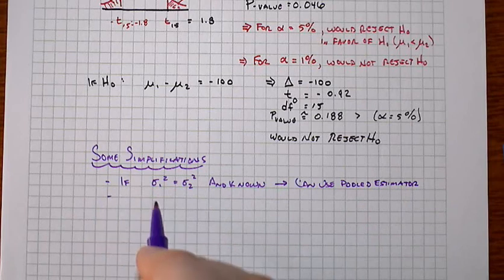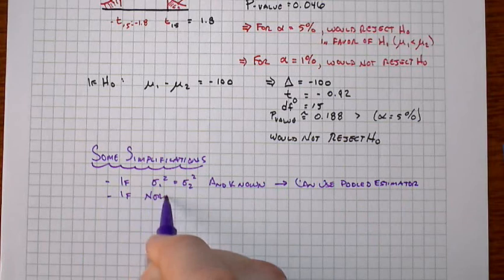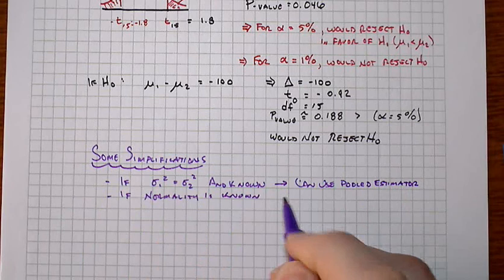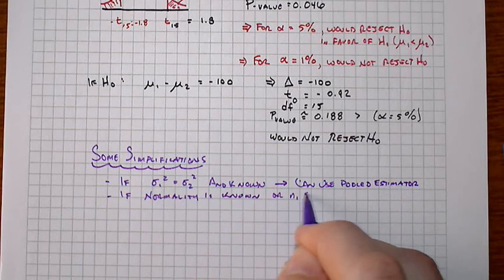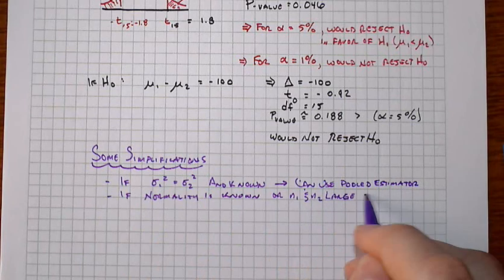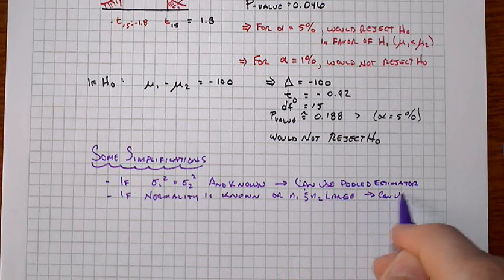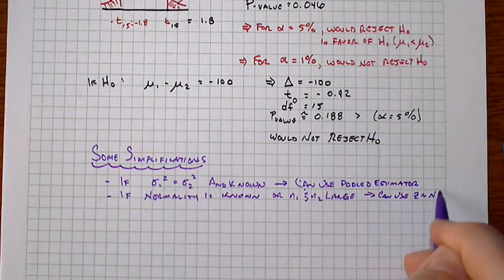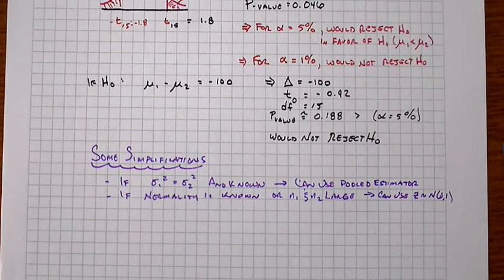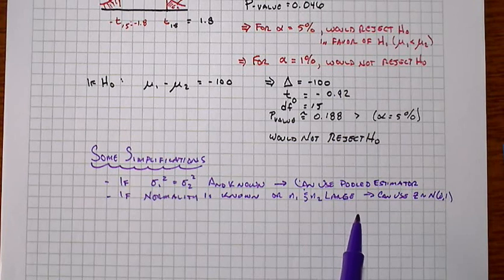Right? If normality is known, or n1 and n2 are large, then we can use the standard z instead of having to use the t-value. Right? And that allows us to do a lot of interesting things in terms of calculating type 2 errors and calculating what the sample size ought to be in advance for a given error range that we're interested in.